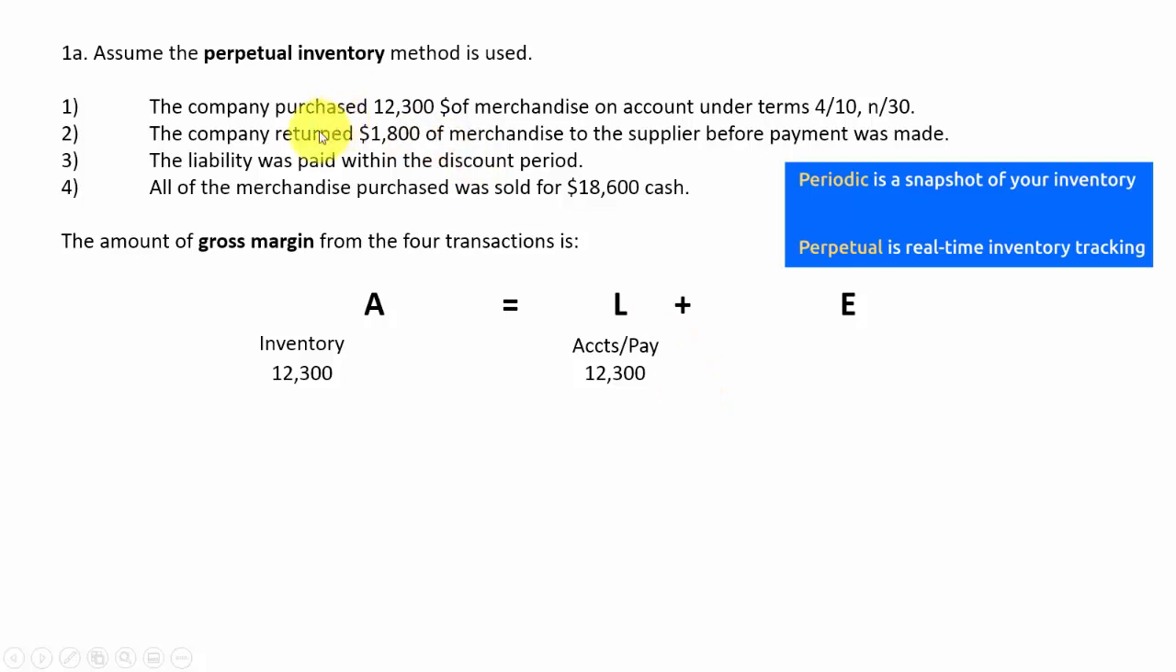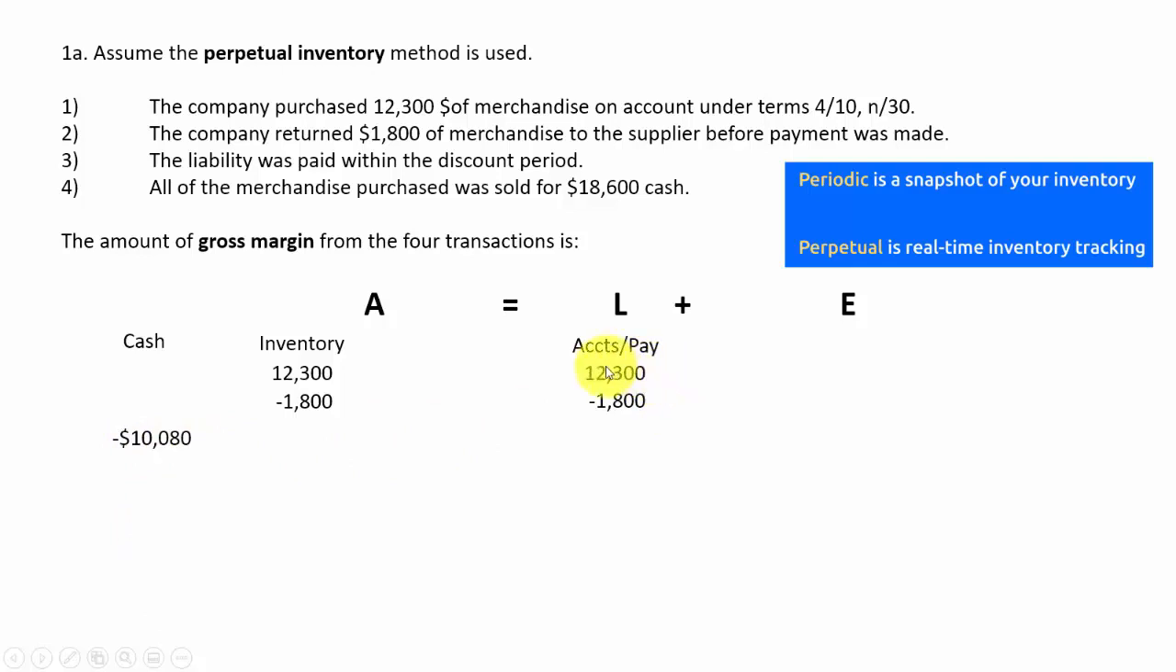Now, let's see. The company returned $1,800 worth of merchandise to the supplier before payment was made. So that transaction is going to require us to reduce accounts payable by $1,800 and also reduce the inventory account by $1,800. And then it says the liability was paid within the discount period. So the liability we owe on this is going to be paid within the discount period, so we're going to take this 4% discount. So we're going to reduce cash by $10,080.